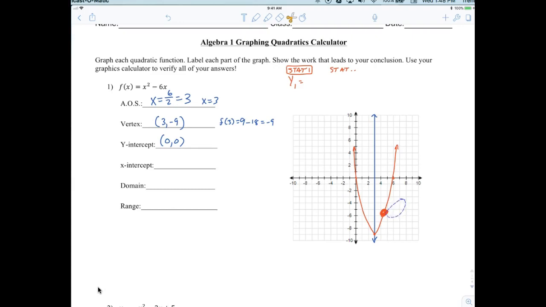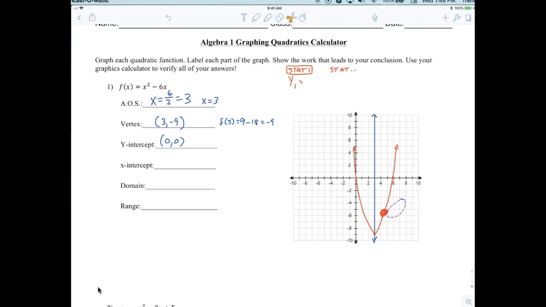The y-intercept is obvious. It's just 0, 0. Now, what I want to do now is try to show you how you can find the y-intercept. Let's just say for some crazy reason you forgot what the y-intercept is. I want everybody to go to second calc again.